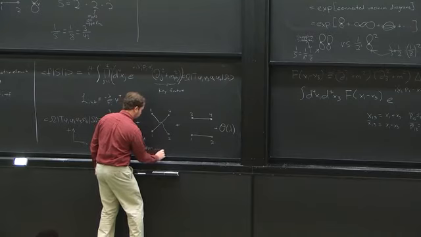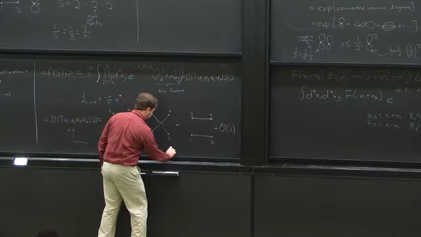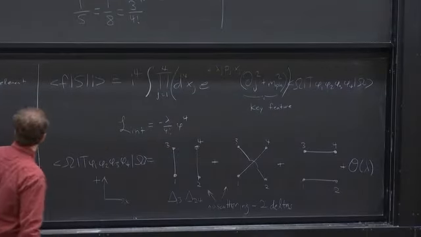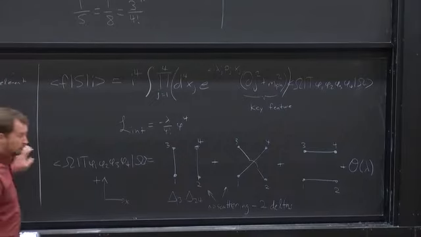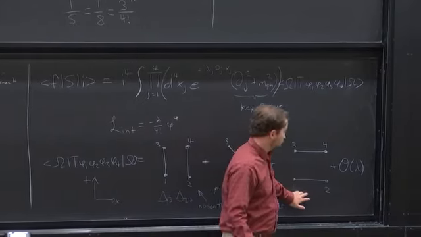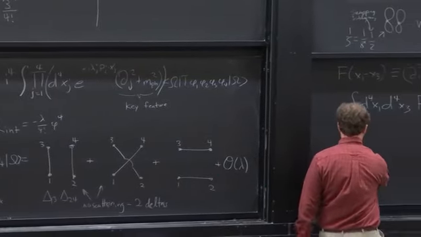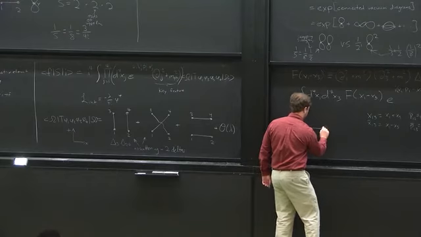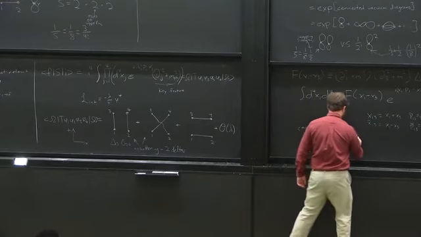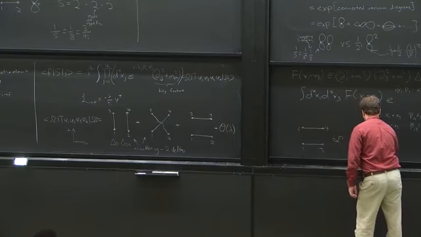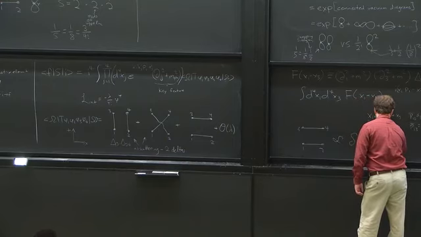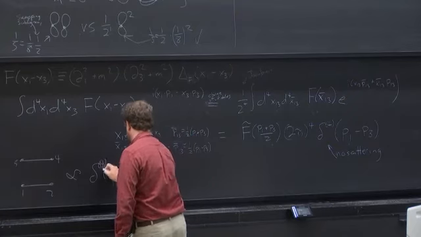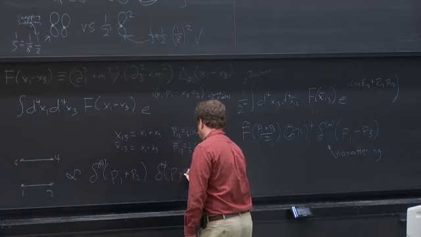And they also have 2 deltas, which is more than the one we expected. This weird diagram, the weird diagram, 1, 2, 3, 4, will be proportional to a delta of P1 plus P2 and delta of P3 plus P4.